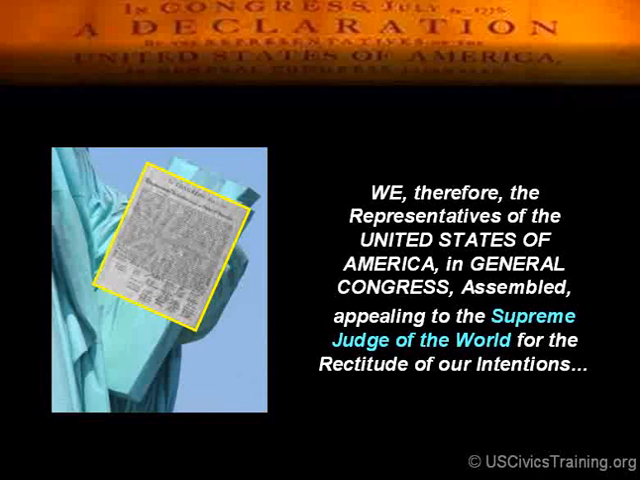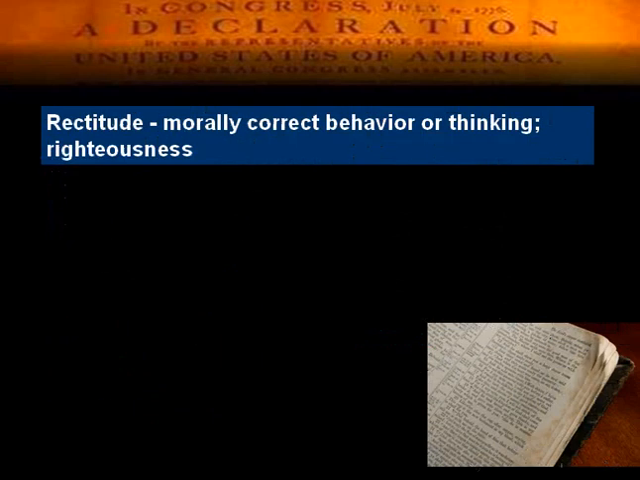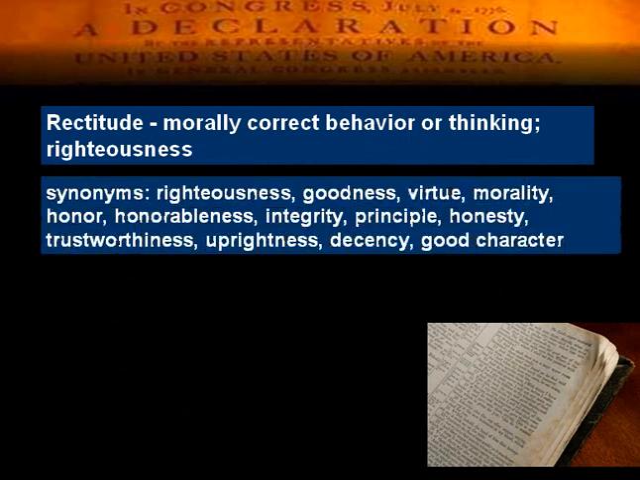A third section of the Declaration needs to be understood. "We therefore, the representatives of the United States of America in General Congress assembled, appeal to the Supreme Judge of the world for the rectitude of our intentions." Well, what is rectitude? Rectitude is morally correct behavior or thinking. Righteousness. Here are some synonyms: righteousness, goodness, virtue, morality, honor, honorableness, integrity, principle, honesty, trustworthiness, uprightness, decency, and good character.